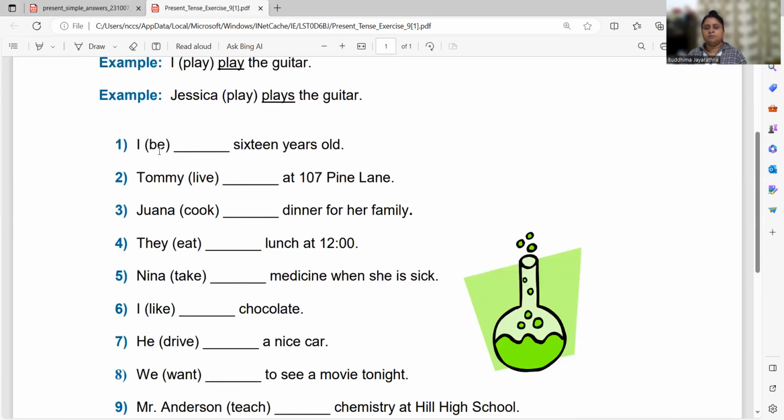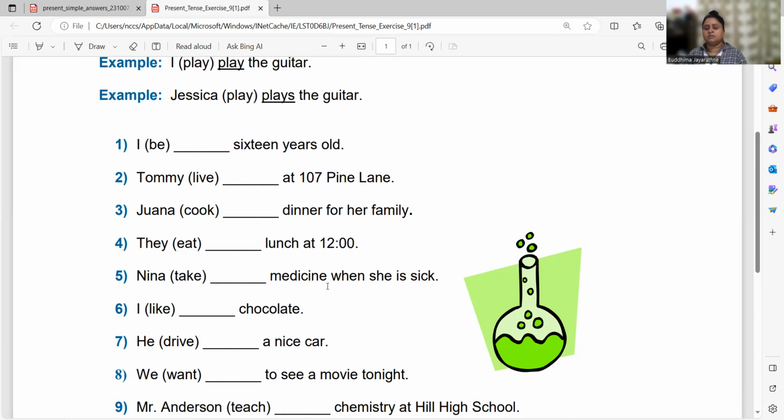And then verb be, in simple present tense, it is am, is, are. So with I, you have to take am. I am 16 years old. So simple present verb be, I am. Tommy lives at 107 Pine Lane. Joanna cooks dinner for her family. They eat lunch at 12. So every day they eat lunch at this time.